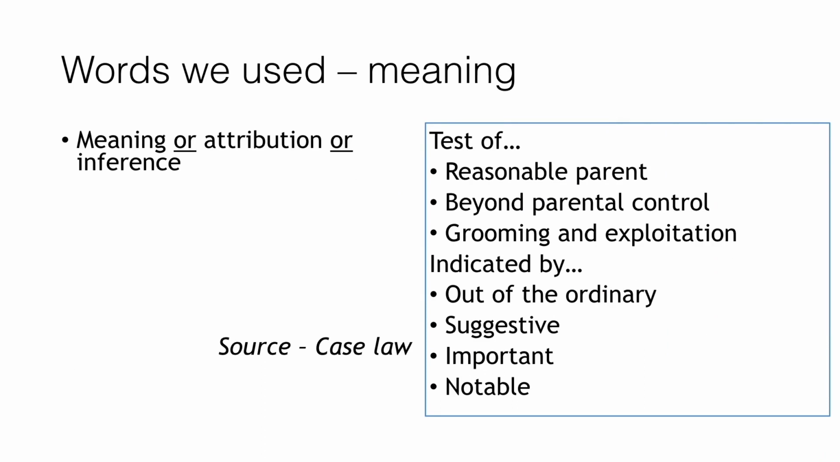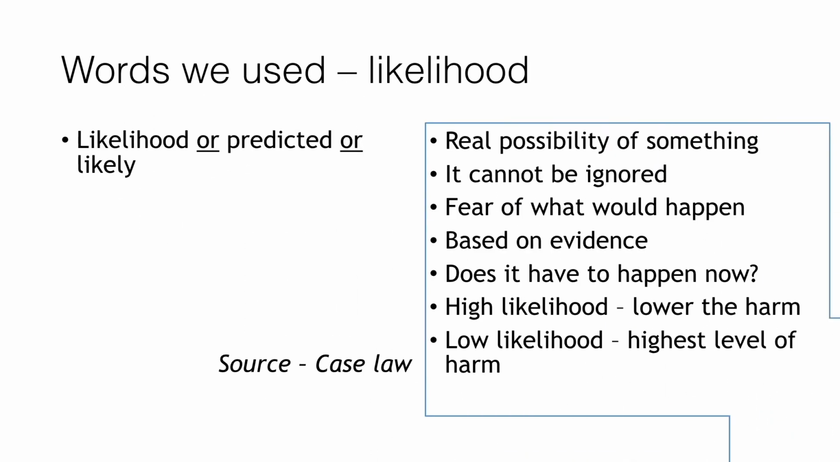The second of the two components of significance is meaning. The three main categories: what would a reasonable parent do? Is the child beyond parental control? Is the child groomed or exploited by external factors? Likelihood or prediction for the future. Likelihood is a real possibility. It will happen. Such is the fear of the consequences, it cannot sensibly be ignored.